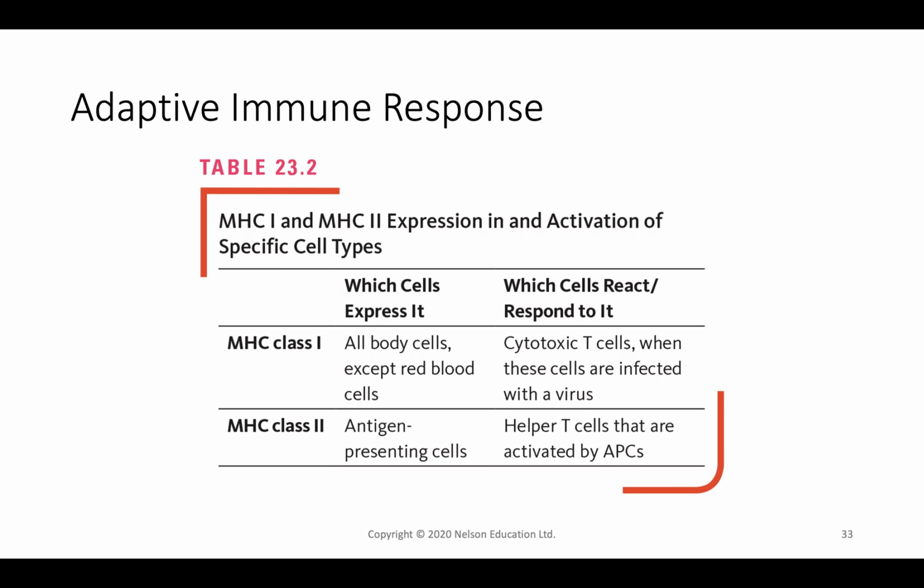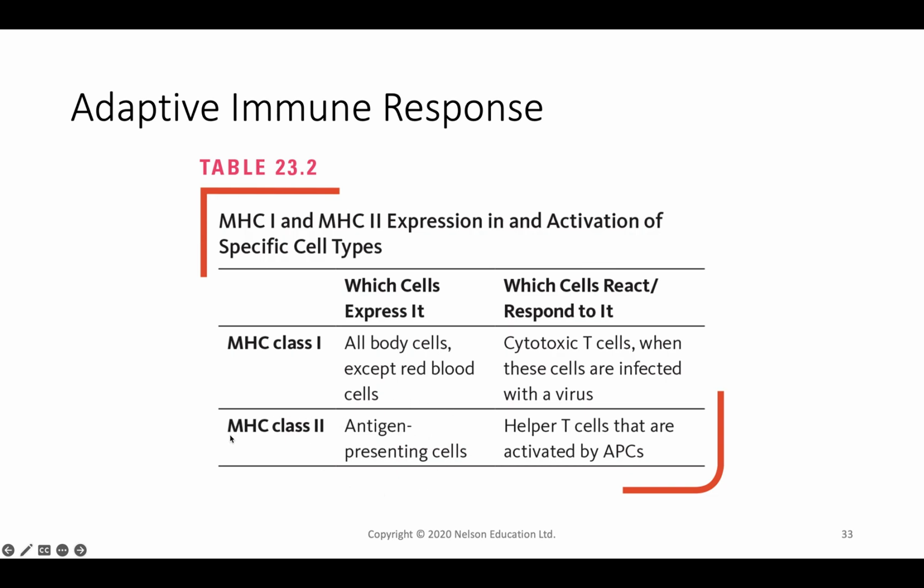Okay, so here we have the MHC, or major histocompatibility complex, 1 and 2 expression, and which cells are going to express them. So MHC1 is expressed in all body cells with the exception of red blood cells. And the ones that react to it are going to be cytotoxic T cells. Again, they only react to cells that are infected with a virus or cancerous cells or something that's abnormal about them, right, transplanted tissue. And then we have MHC class 2, which are the types that are going to present antigens.